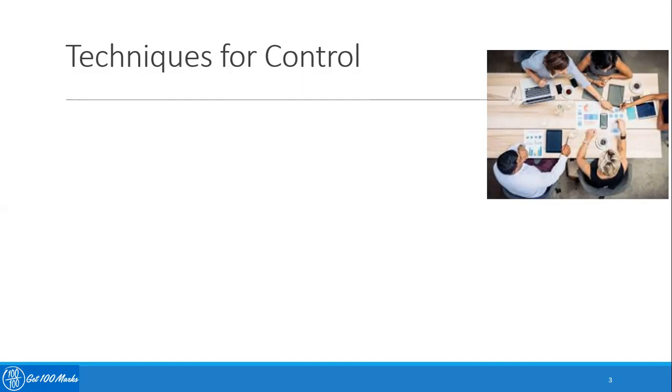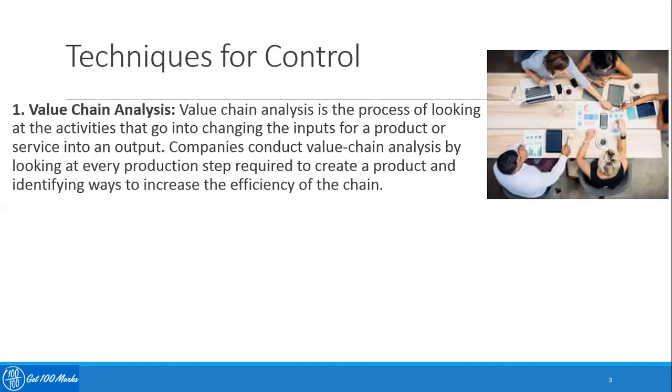Some of the operational tools or techniques that are used to control are, number one, value chain analysis. Value chain analysis is the process of looking at the activities that go into changing the inputs for a product or service into an output. Companies conduct value chain analysis by looking at every production step required to create a product and identifying ways to increase the efficiency of the chain.